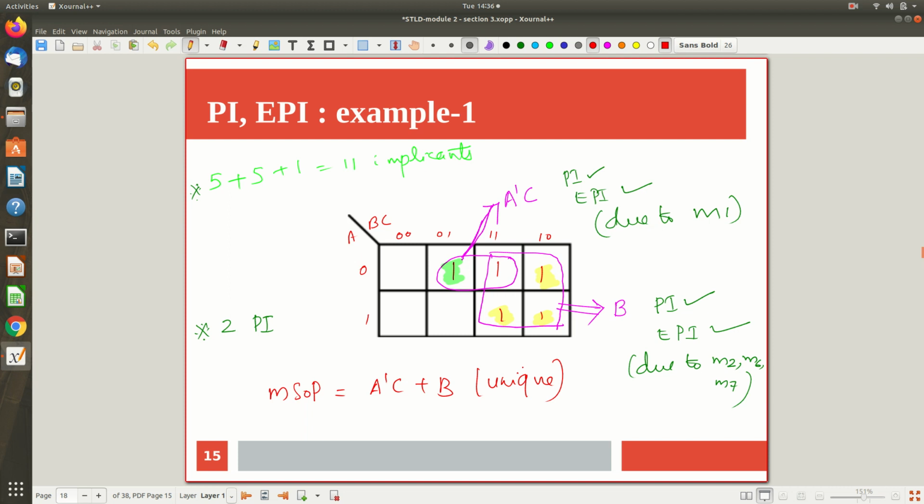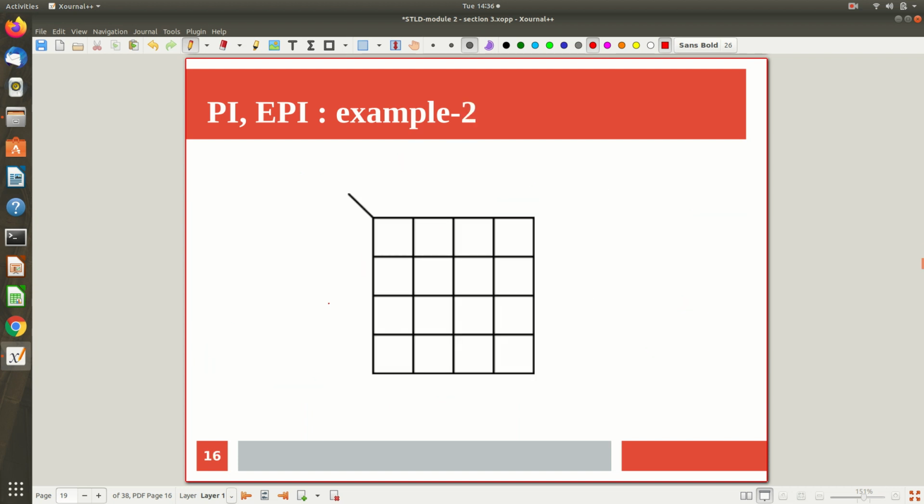Now the next question may be how many essential prime implicants are there? There are two essential prime implicants. They can ask a question in any way. Now let's take another example.